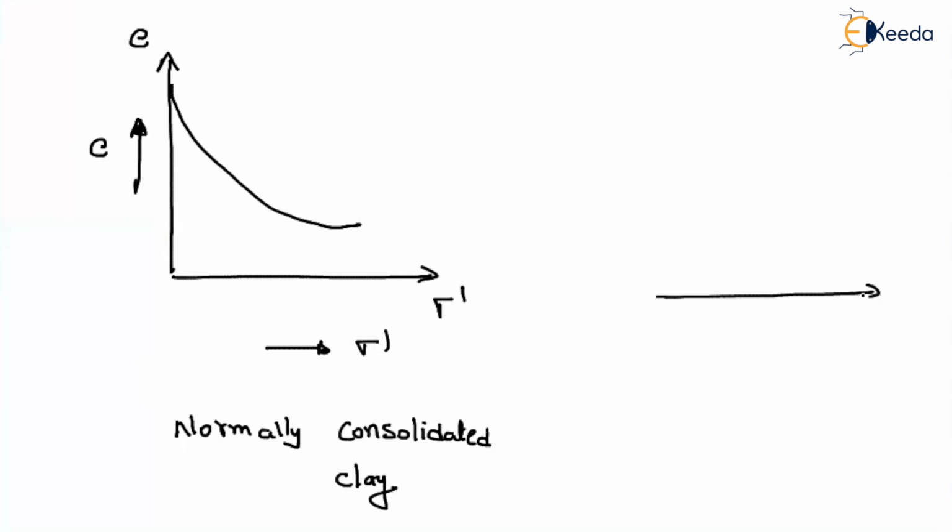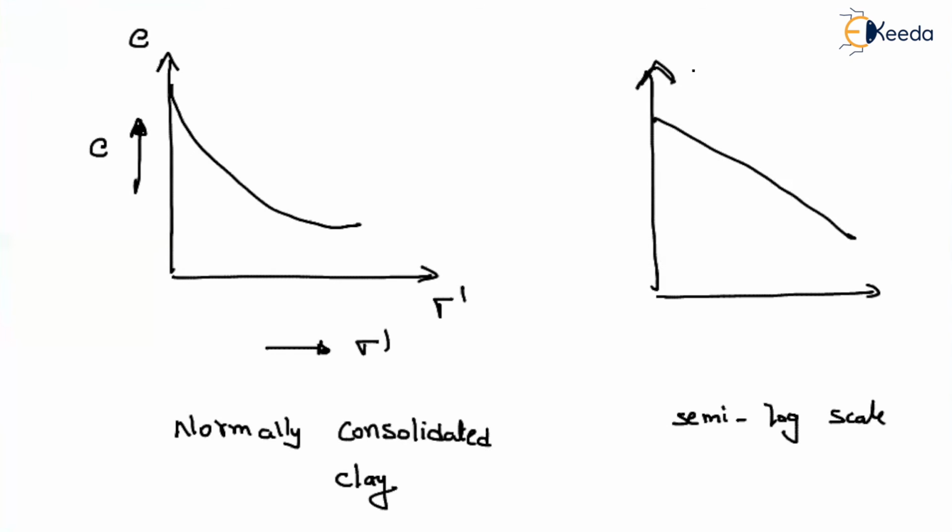Suppose if I want to draw it in a semi-log scale, this is very, very important. If I'm drawing it in a semi-log scale, then here I can get a linear line like this. So on the x-axis, I'm considering log 10 of sigma dash values, and along the y-axis, I'm taking the void ratio. So this is how the void ratio will vary if you are changing the effective stress in a normally consolidated clay. So these graphs are important. They can ask you an image of the following type.